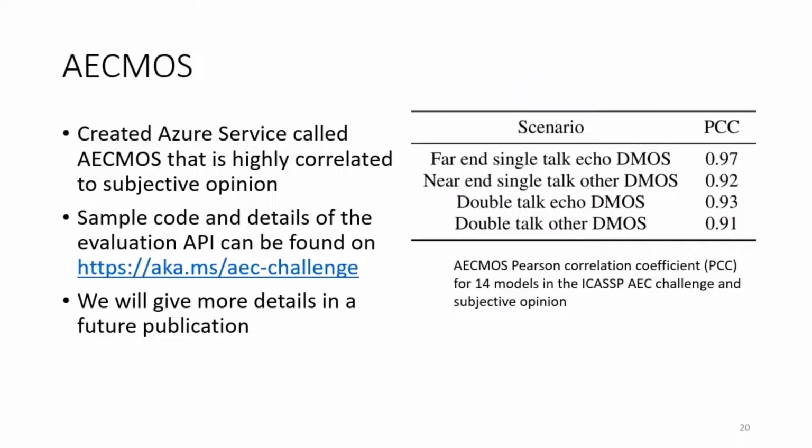New to this challenge is an objective function that is highly correlated to the subjective results just described. Similar to what we've done with DNS-MOS for noise suppression, we trained a deep model on dozens of models passed through our test set. The correlation with human subjective opinion is shown in this table, which is excellent and superior to PESC and STOI. AAC-MOS is freely available via an Azure service. We will give more details on AAC-MOS in a future publication.